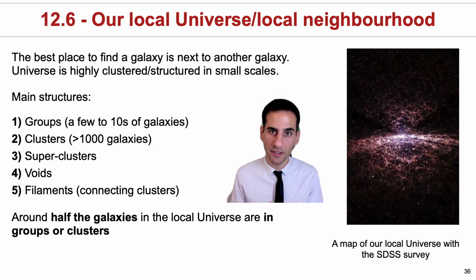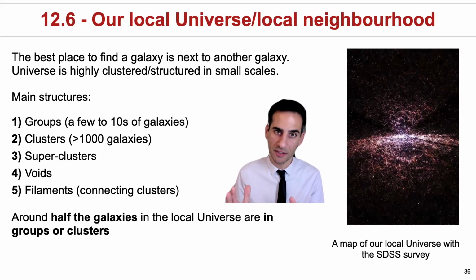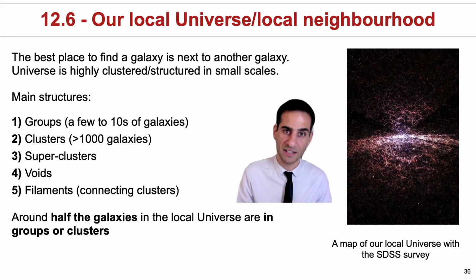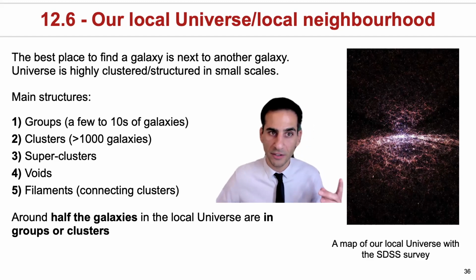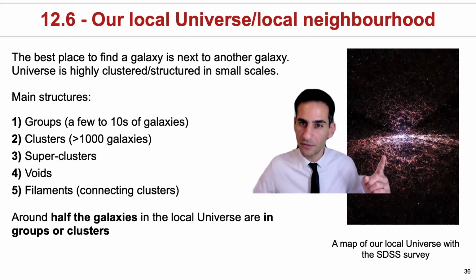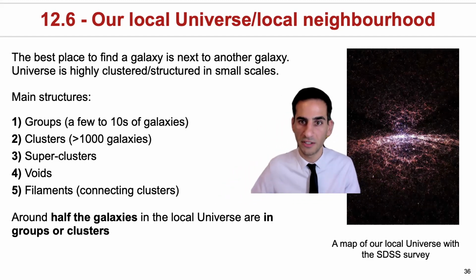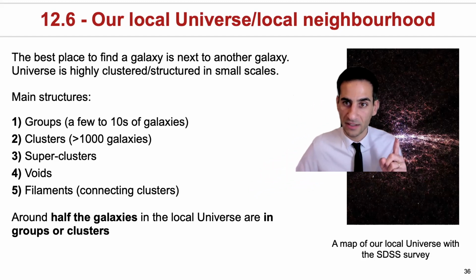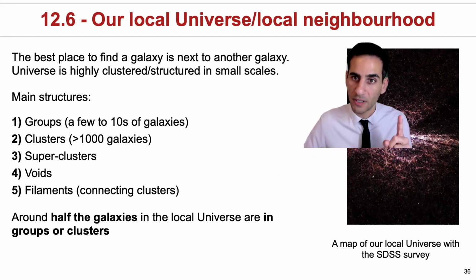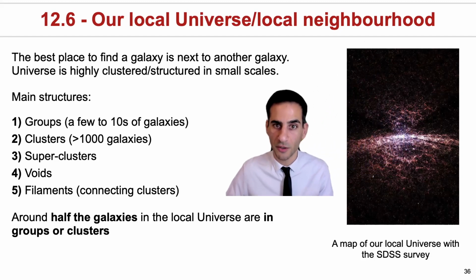Another thing that we've learned by starting to explore the universe is that the best place to find a galaxy is actually next to one another. It turns out that the universe is highly clustered, even though on large scales it is relatively homogeneous. On small scales, galaxies do cluster and they form lots of structures. We'll see how these structures are actually fundamental to how galaxies first form and how they evolve.